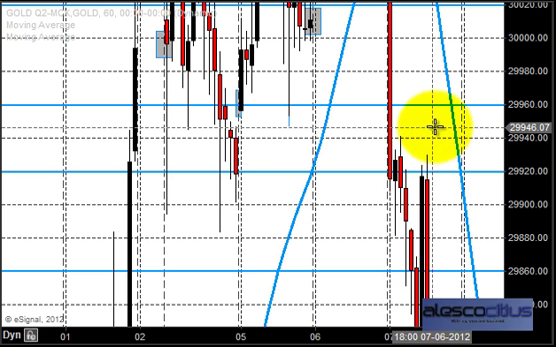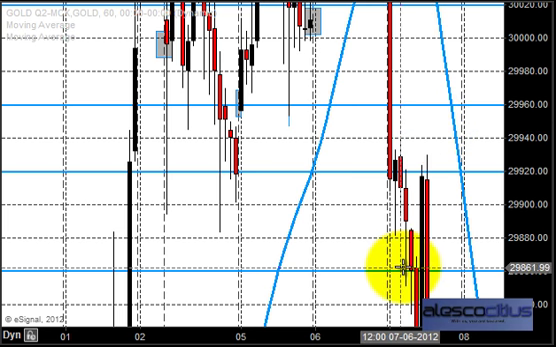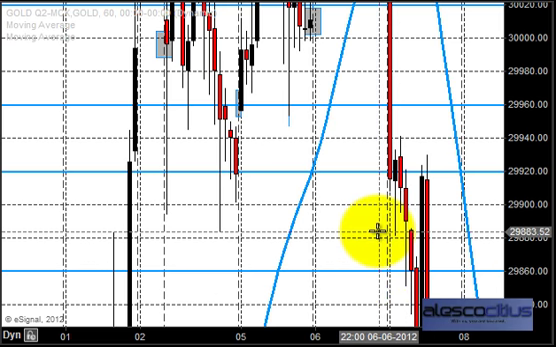So let us see what happened. You can go back to the presentation which we posted on Thursday, and you can see why we increased our stop loss and why we expected some selling to happen below that.